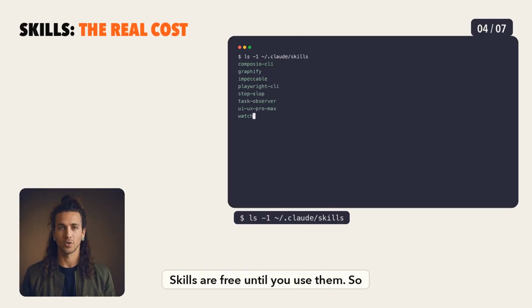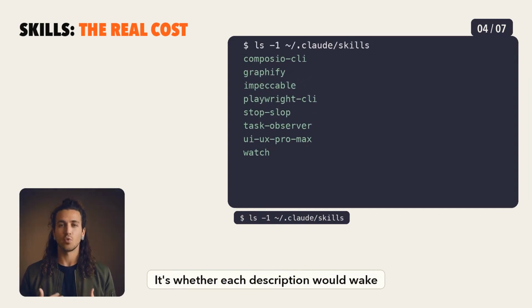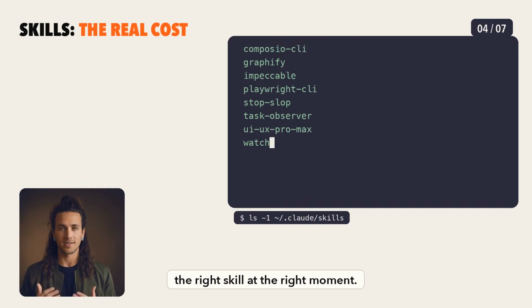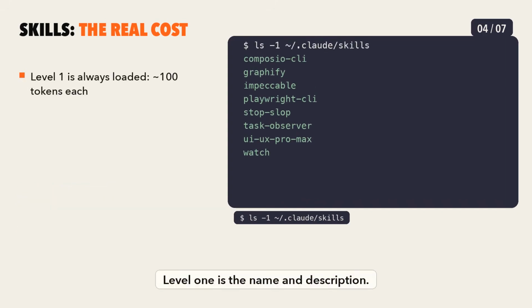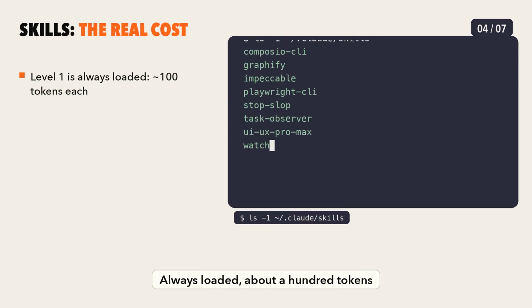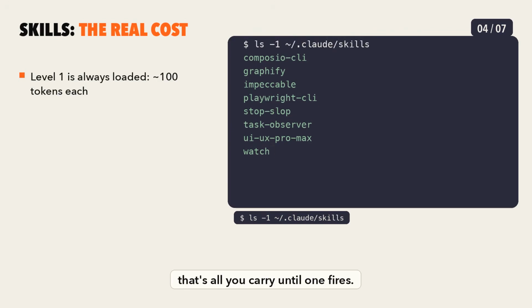Skills are free until you use them. So the question isn't how many to install, it's whether each description would wake the right skill at the right moment. Level 1 is the name and description. Always loaded, about 100 tokens per skill. Install 60 skills, and that's all you carry until one fires.